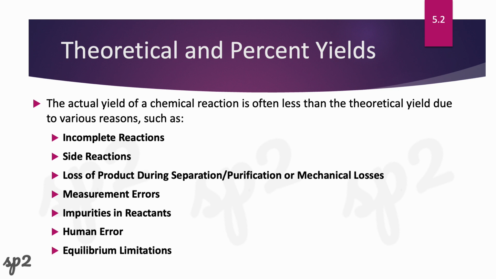And the last but not the least one is equilibrium limitation. For reactions that are reversible and reach equilibrium, the reaction may not go completely to the product side, leaving some of the materials unreacted. So these are just some possible reasons for having the yield of the reaction less than 100%.